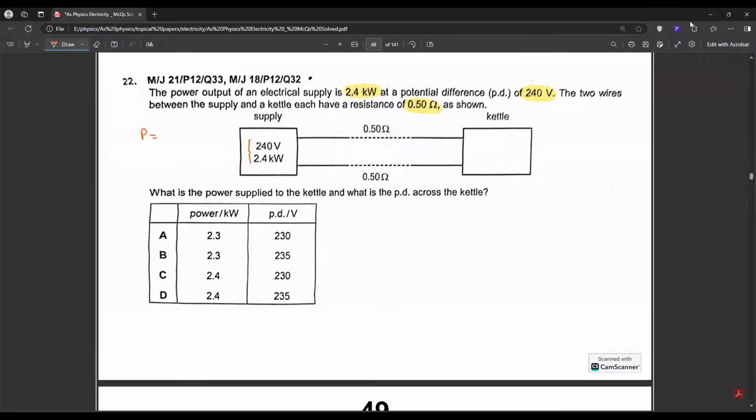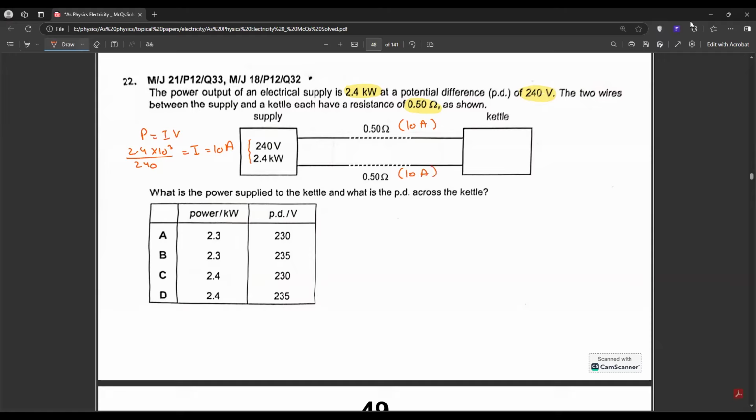Your power is equal to IV. Power is equal to 2.4 into 10 raised to the power of 3 divided by voltage, that is 240. Your current comes out to be what? Let's calculate that: 2.4 into 10 raised to the power of 3 divided by 240. Your current comes out to be 10 ampere. Here as well you will have 10 ampere, and here as well you will have 10 ampere.